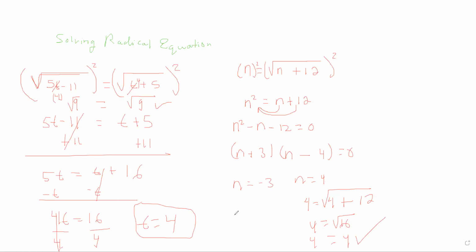It makes this equation valid. However, if I replace n with negative 3, we're not going to get a valid solution, because negative 3 squared equals 9, and the square root gives 3, which is not valid. So negative 3 is an extraneous solution, which is not valid. So we'll go with n equals 4.